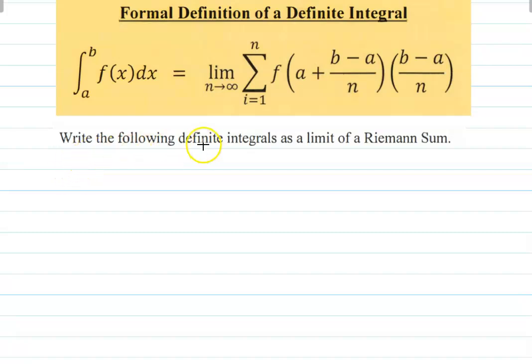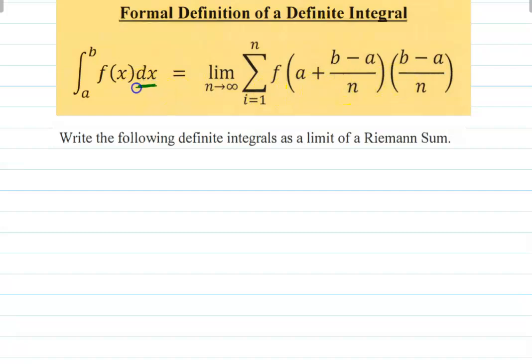To overcome this problem, we divide the area into an infinite number of rectangles. And in that case, we use this formal definition of definite integral. Here n represents the number of subintervals which approaches infinity. That means we use an infinite number of subintervals. Let us see how to rewrite the definite integral as a limit of a Riemann sum.